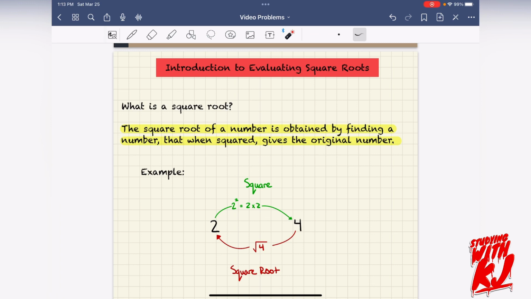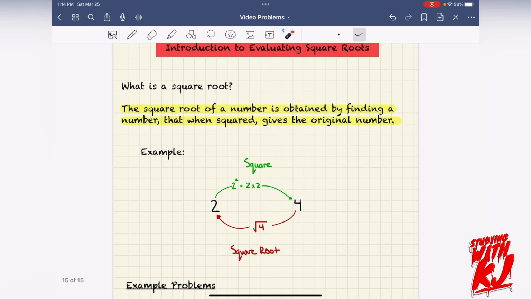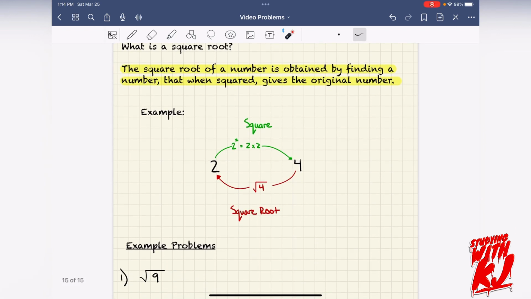Now, in order for us to get from 4 back to 2, we have to square root 4. So, when you square root 4, it gives you 2, because if you look back at our definition, the square root of a number is obtained by finding a number that when squared gives the original number. So we know that when we square root 4, it gives us 2, because we know that 2 squared, or 2 raised to the power of 2, gives us 4. So the square root of 4 is 2. So it's important to know that when you square root a number, that's the opposite or the inverse of squaring a number. So now that we have that out the way, we can get into our example problems.